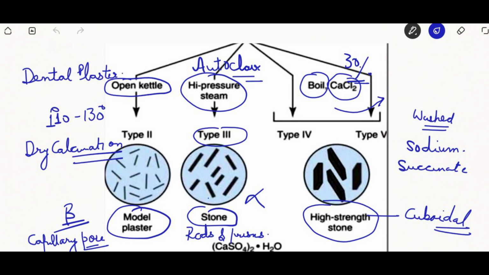Now this diagram represents that when the dihydrate is heated in an open kettle, type 2 model plaster is formed. When it is heated under high pressure steam, type 3 dental stone is formed. When we boil in calcium chloride solution, type 4 and type 5, that is high strength stone, are formed.